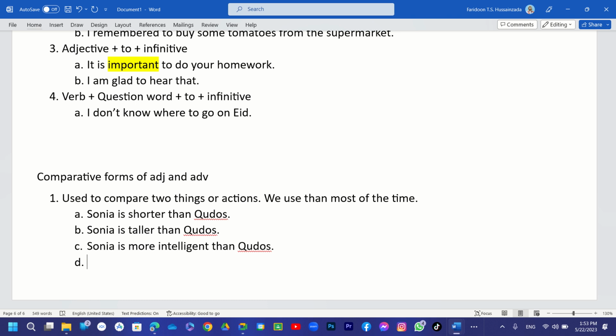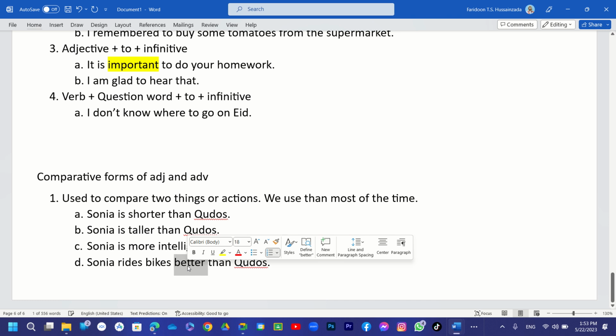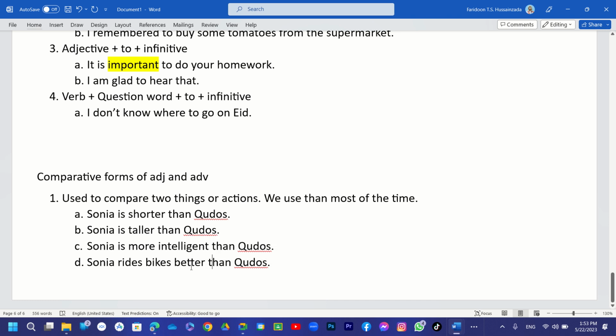What if we go to an adverb? We can select Sonia rides bicycles or bikes better than who? Better than, once again, Qudus. Sonia rides bikes better than Qudus. Now in here, this better is actually not an adjective. This is called an adverb because it's talking about the verb ride. So then is again there, and you have the other person as well. In here, you're comparing actions of these two people.